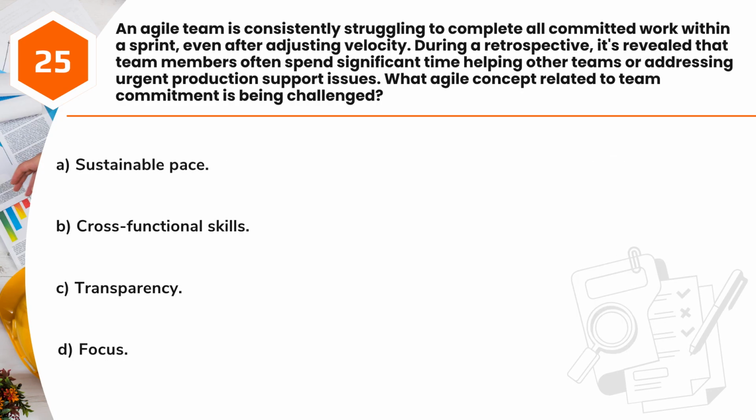Question 25. An Agile team is consistently struggling to complete all committed work within a sprint, even after adjusting velocity. During a retrospective, it's revealed that team members often spend significant time helping other teams or addressing urgent production support issues. What Agile concept related to team commitment is being challenged? A. Sustainable pace. B. Cross-functional skills. C. Transparency. D. Focus.